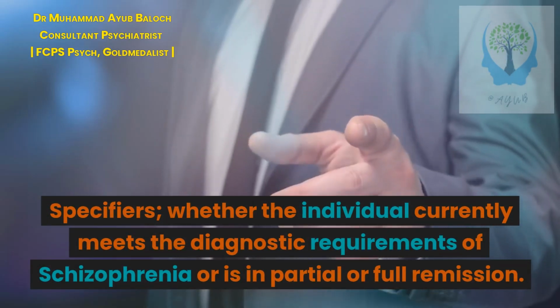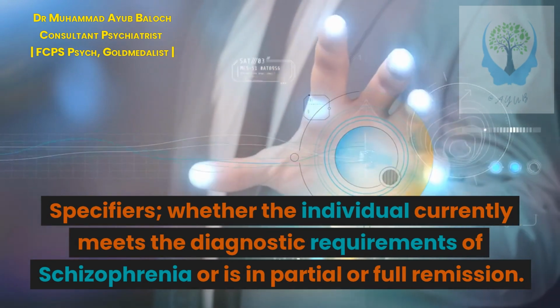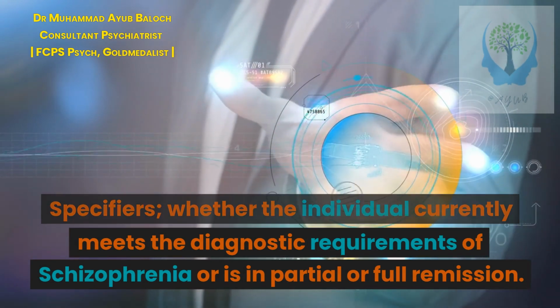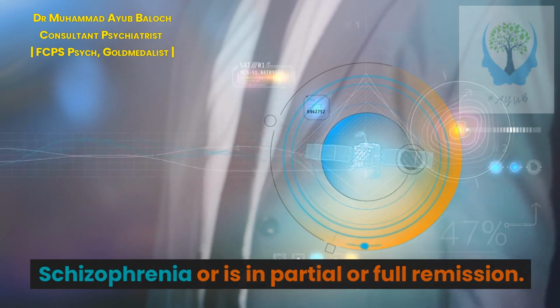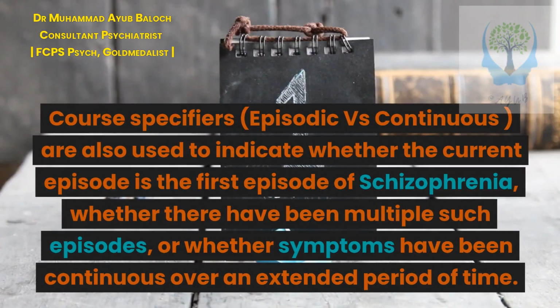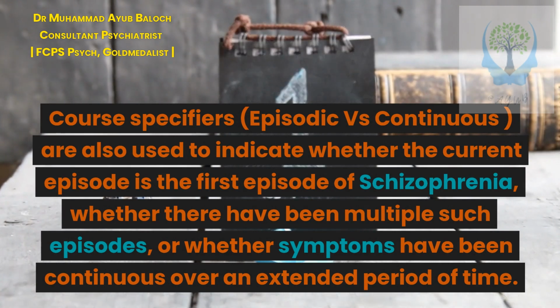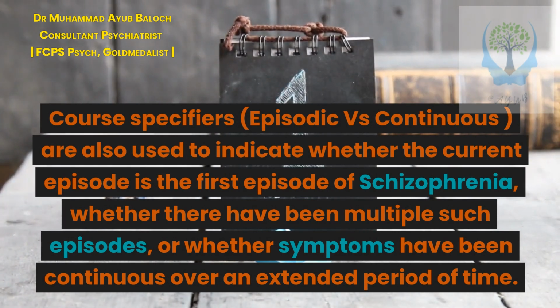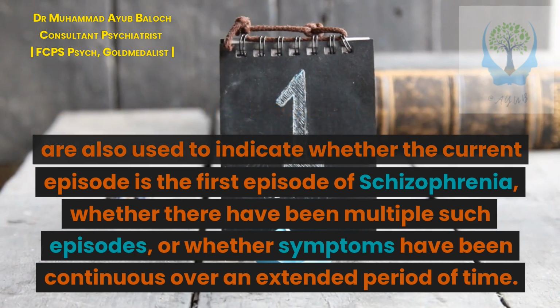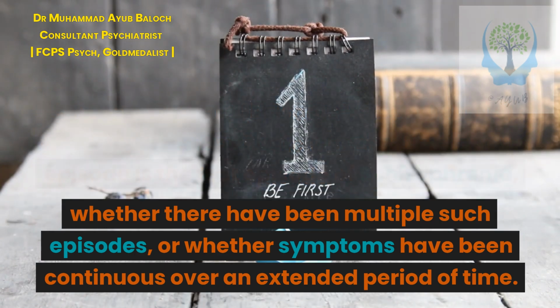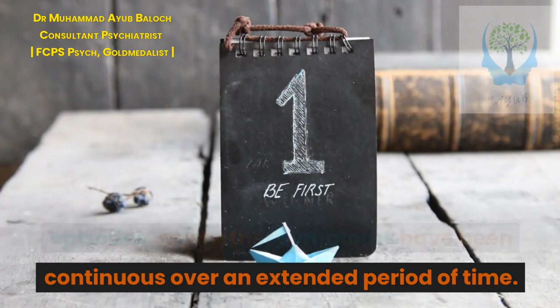Specifiers: whether the individual currently meets the diagnostic requirements of schizophrenia or is in partial or full remission. Course specifiers, episodic versus continuous, are also used to indicate whether the current episode is the first episode of schizophrenia, whether there have been multiple such episodes, or whether symptoms have been continuous over an extended period of time.